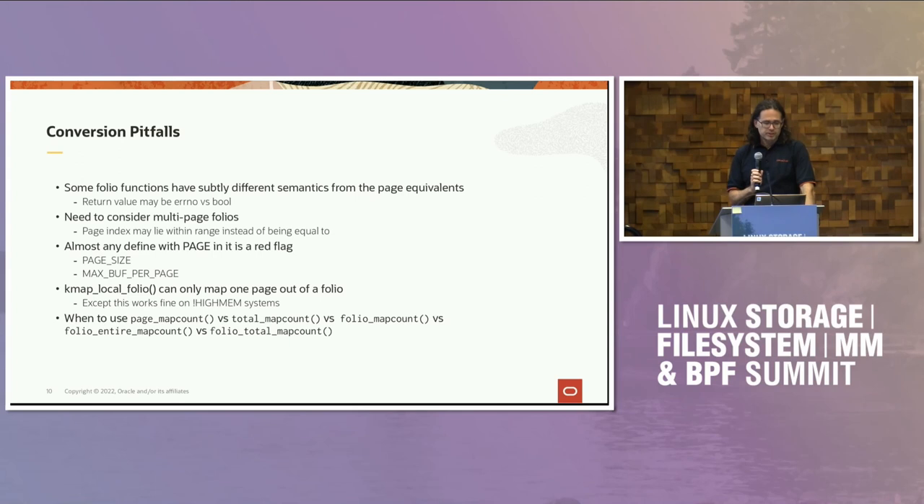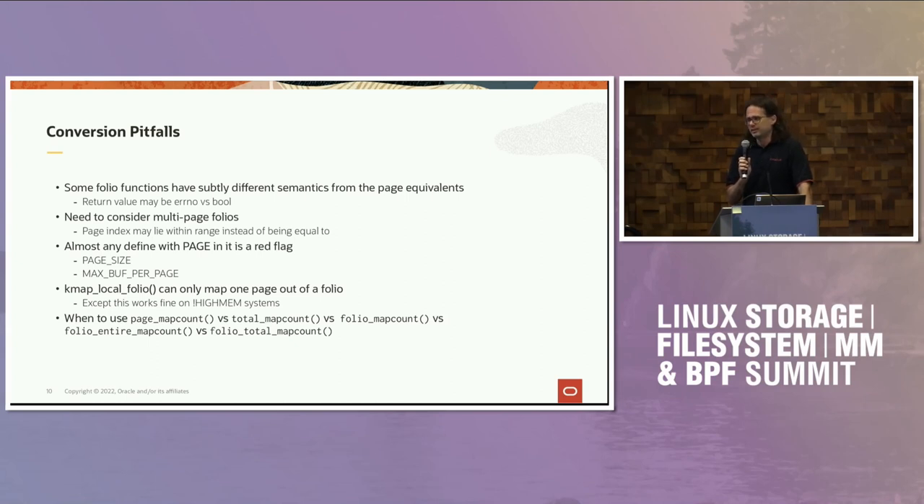When we're doing conversions, if you see almost anything that has the word page in it, particularly in uppercase, you probably need to think carefully about exactly what it's doing. So if you see PAGE_SIZE, it's like, well, maybe I can just replace that with folio size. But if you see MAX_BUF_PER_PAGE, that's like how many blocks can there be in a page? And we have several places where that's used to size an array that's allocated on the stack. You can't do that for an arbitrary size folio.